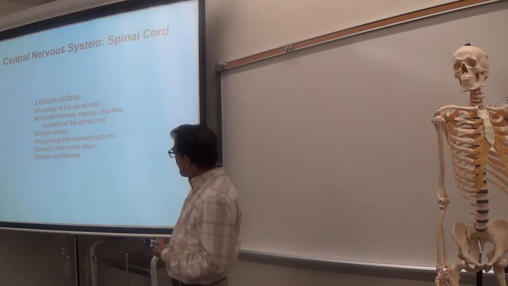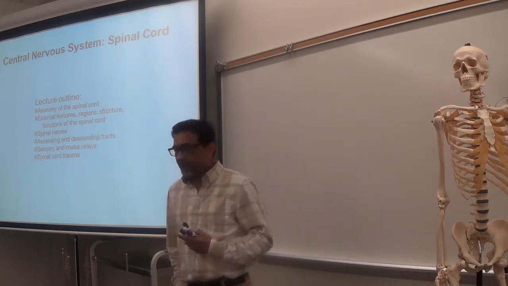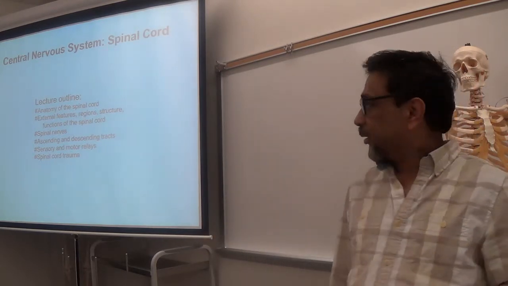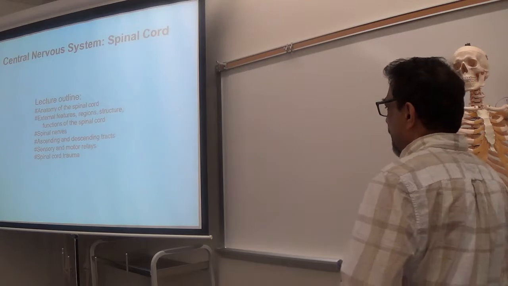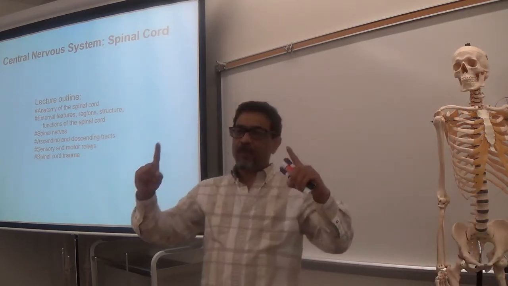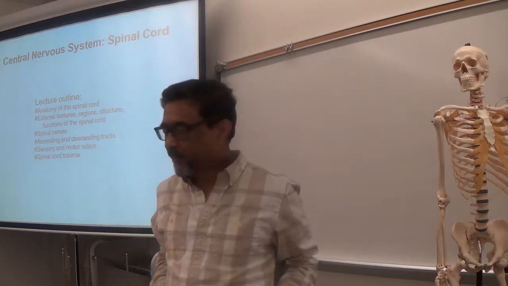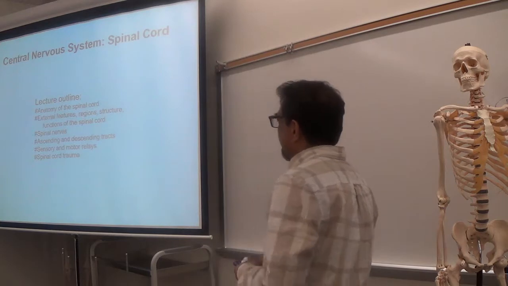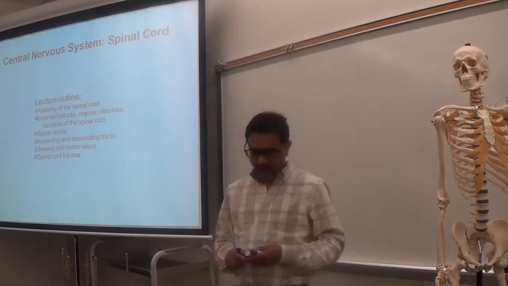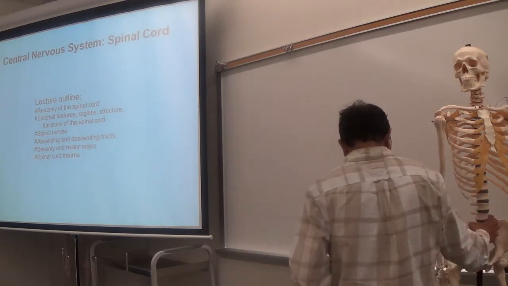Then we'll talk about the structure of the spinal cord and functions of the spinal cord. Then we'll talk about the spinal nerves. From both sides of the spinal cord, 31 pairs of spinal nerves arise. We'll see how the spinal nerves are formed. Okay? Formation of the spinal nerve.